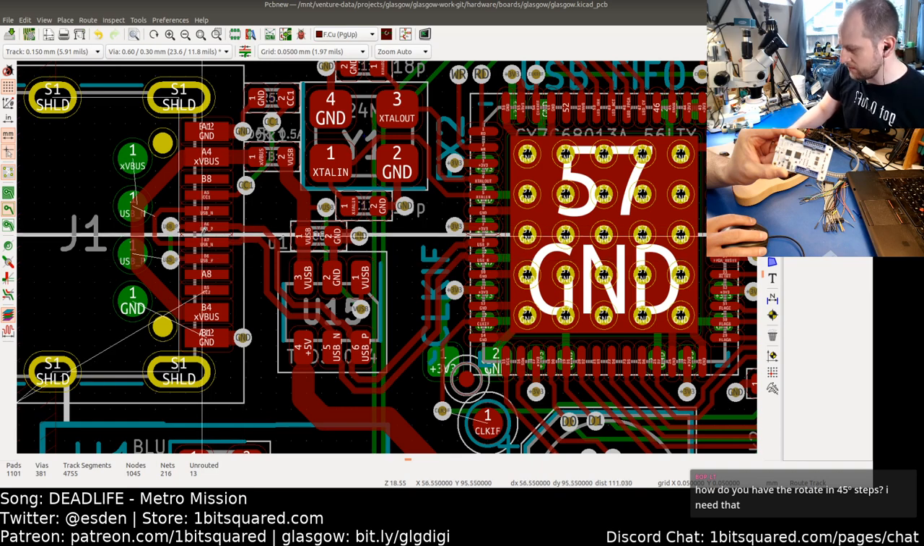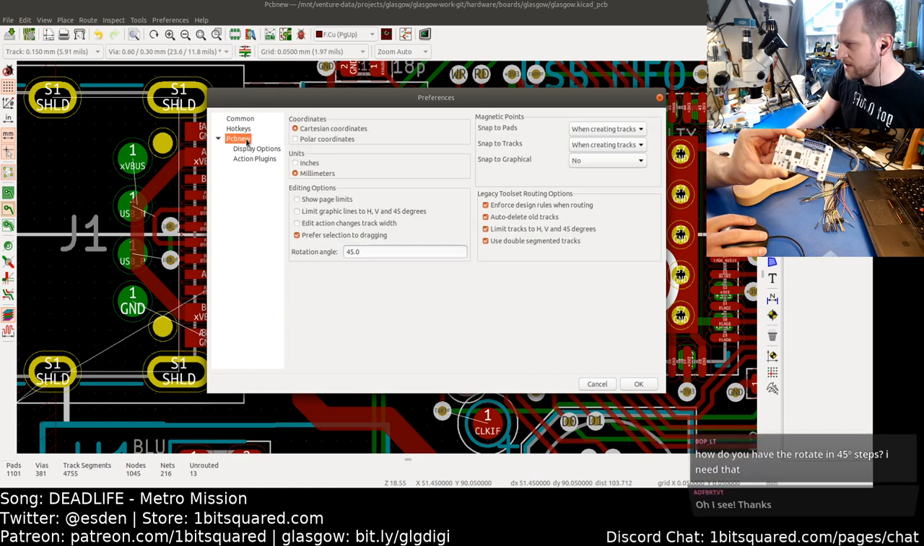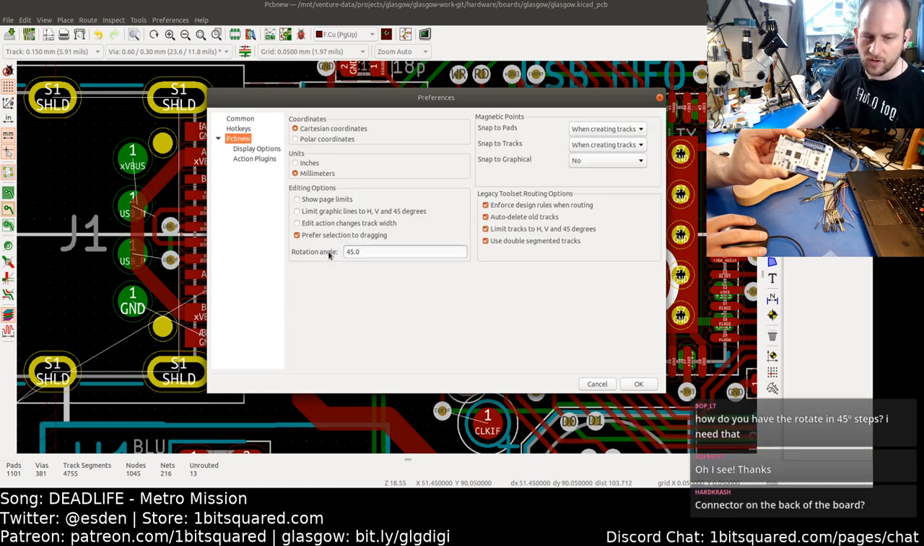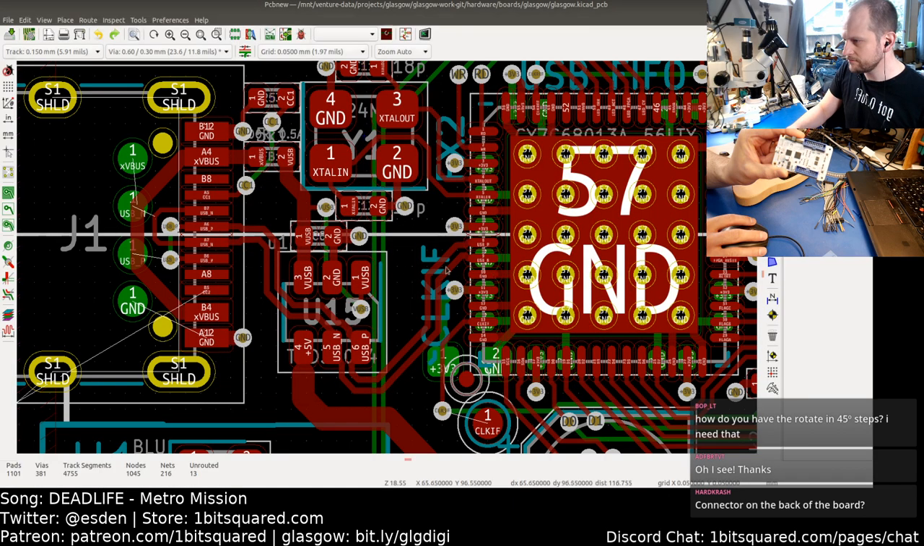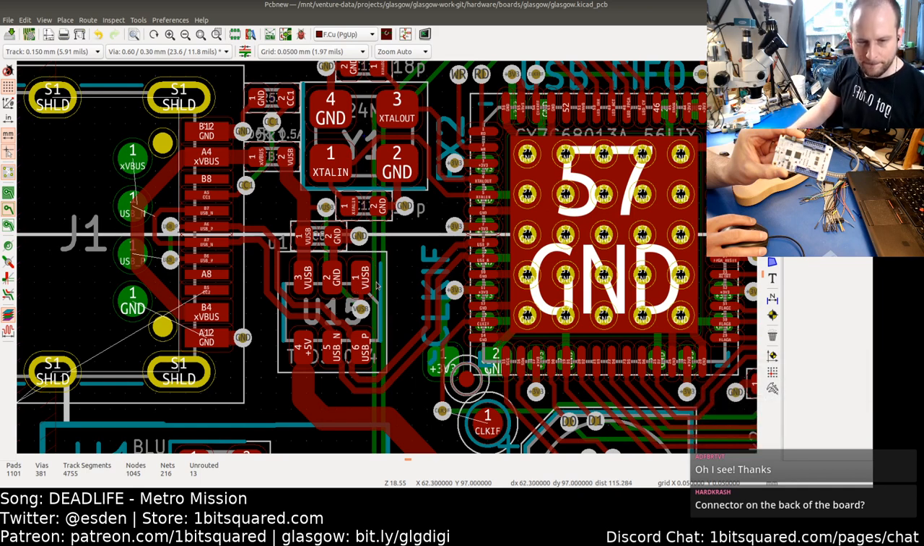And rotating in 45 steps, this is a setting in preferences, PCB new, and you set it here in a rotation angle. So you set it from 90 to 45 degrees, and then you have 45 degree rotations. You can put it to any angle you want. Yeah, you're welcome.